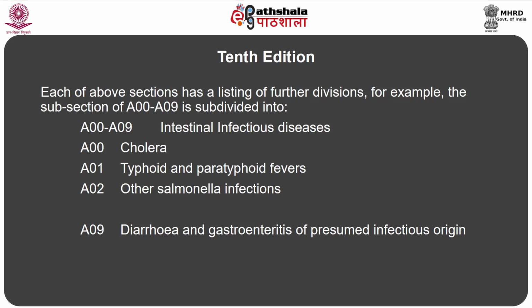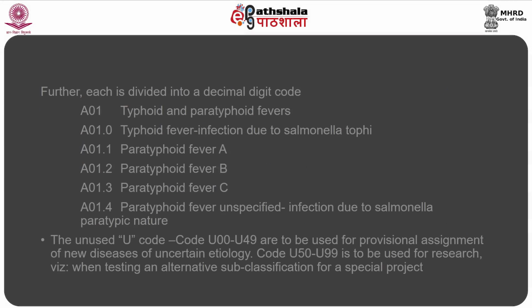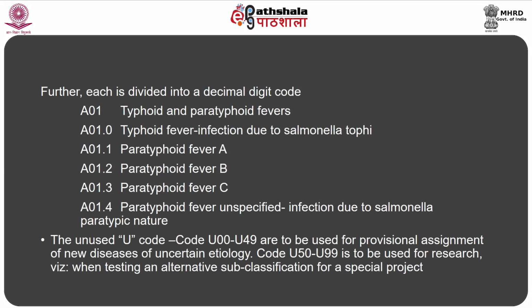presumed infectious origin. Further, each is divided into a decimal digit code. A01 typhoid and paratyphoid fever, A01.0 typhoid fever, infections due to salmonella, A01.1 paratyphoid fever A, A01.2 paratyphoid fever B, A01.3 paratyphoid fever C, A01.4 paratyphoid fever unspecified, infection due to salmonella of parasitic nature.